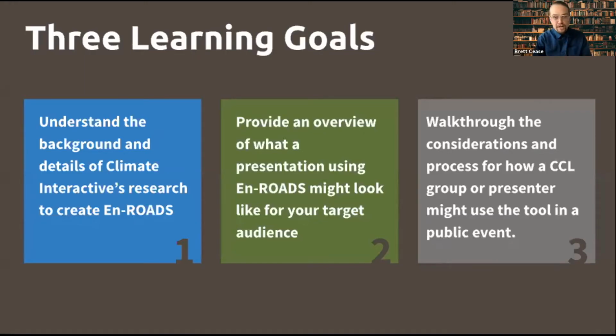If we've done our job well, we're going to have a chance to highlight the background and a little bit of the details behind what's been vetted within Climate Interactive's research to create En-ROADS. We're going to have a chance to model an overview of what a presentation might look like for your target audience. And Lisa's going to be able to tweak that and demonstrate what that might look like depending on your audience, giving you a couple of different options and suggestions, especially right now in light of our ongoing Senate action push.